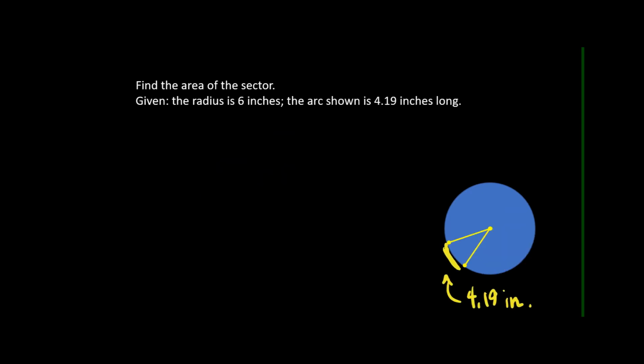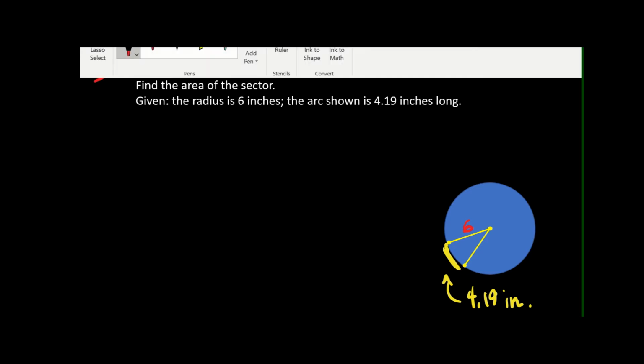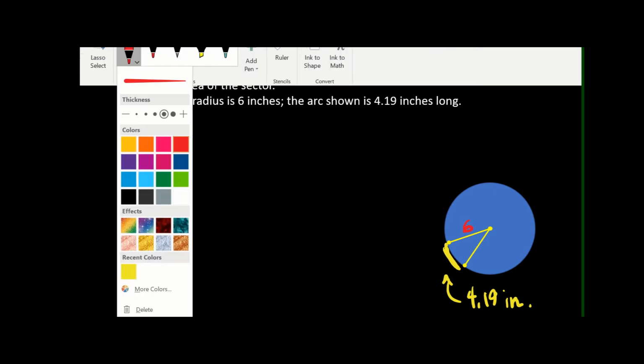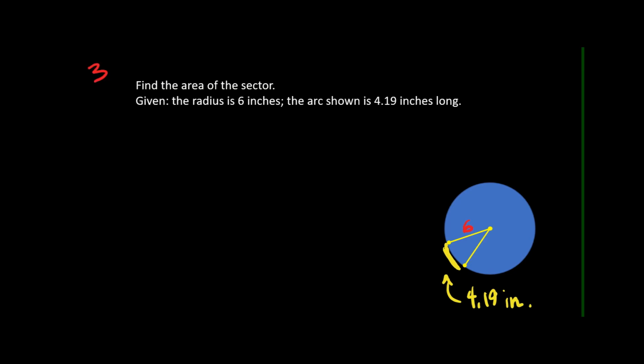Number 3, find the area of the sector given that the radius is 6 inches over here. This is number 3. But what do we have here? How am I supposed to figure out this fraction? They have not given me the central angle, so I can't do the old degrees divided by 360 trick. But I do have a piece of the circumference. So what is the whole circumference here? The whole circumference is 2 pi r.